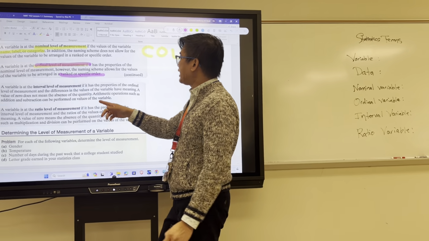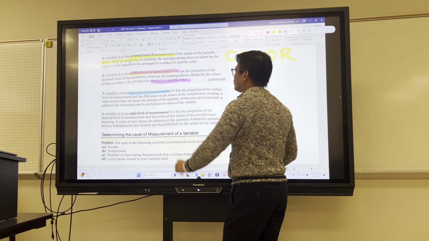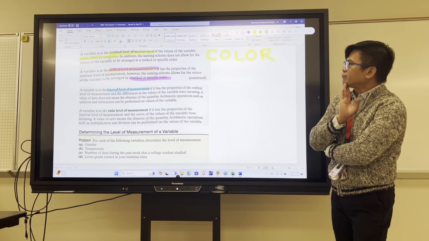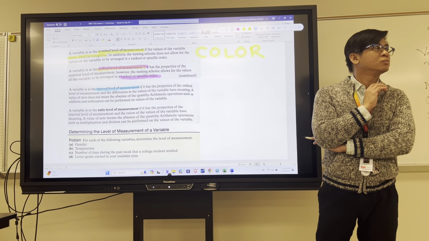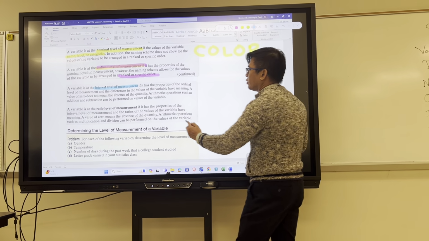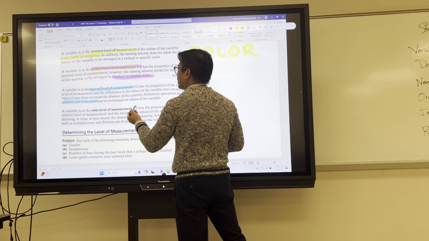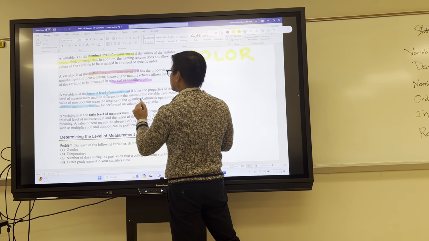What else? What's interval level of measurement? So when you say interval level of measurement, what keyword can you see in there? Differences in the values have meaning. Very good, thank you. So you can add or subtract values and they have what? Meaning, right? What else?